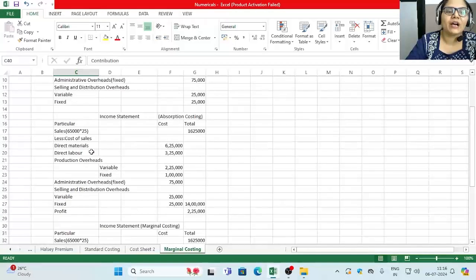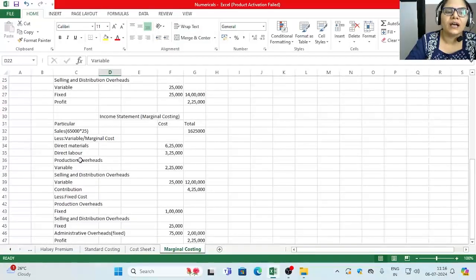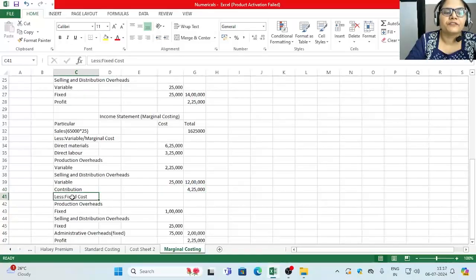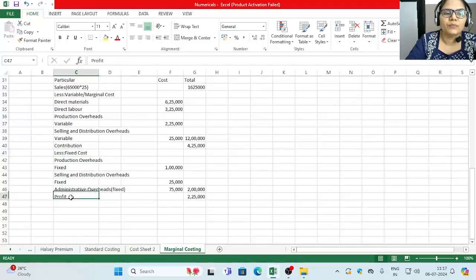In the question we have been given production overheads as variable and fixed. So we will first identify variable cost and write it over here. Then we do a similar calculation on selling and distribution overheads. We will identify variable cost, write it under total cost, and finally we will get the contribution. Now, after getting contribution, we will deduct fixed cost. Contribution minus fixed cost will give you profit.